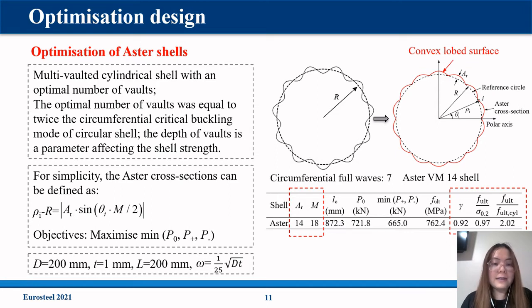The designed Aster shell has the same dimensions as the wavy shell. We can see from the results that the wave amplitude of 14 millimeters and the number of half sine waves of 18 has the highest ultimate stress and is not very sensitive to imperfections, as it has a knockdown factor close to unity.